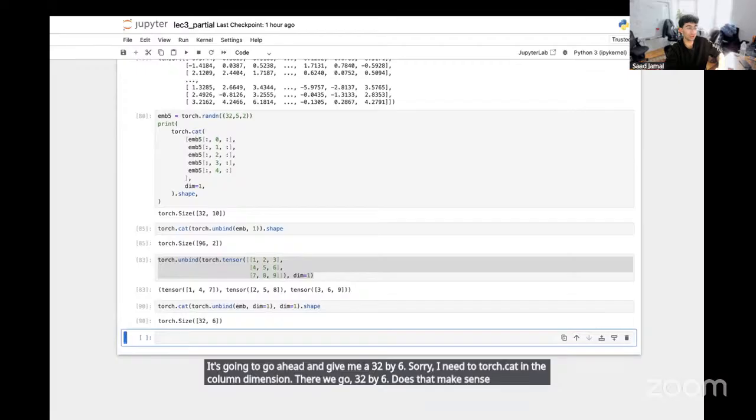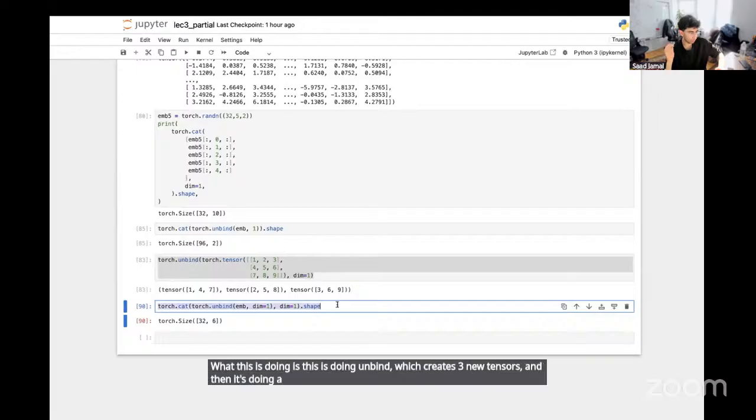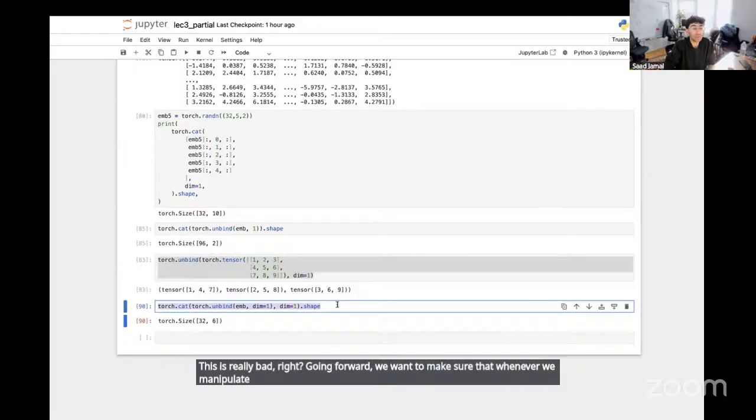Yeah. Cool. This is extremely inefficient. What this is doing is unbind, which creates three new tensors, and then it's doing a cat, which makes a fourth tensor. So just to manipulate one piece of data, we ended up making four intermediate tensors. This is really bad, right? Going forward, we want to make sure that whenever we manipulate tensors, we reuse the same data as much as we can. Let me give you a really simple example.